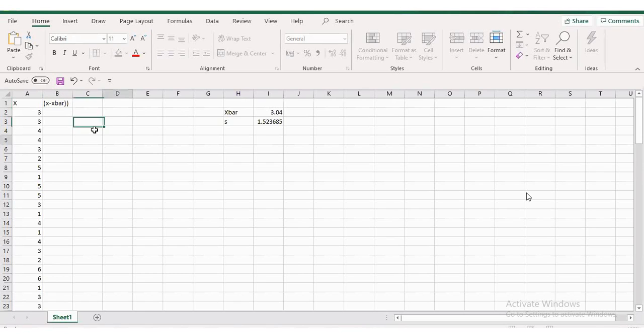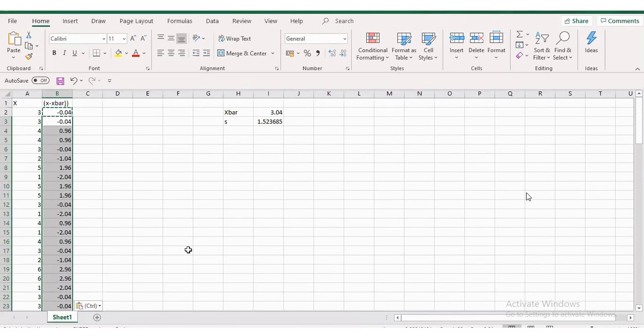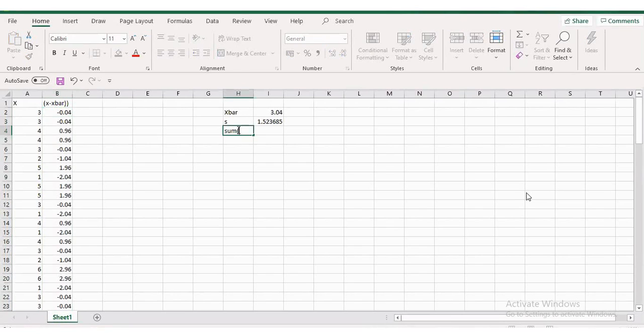X bar. Okay. Now I'm going to calculate this minus X bar. This is a constant across. So I'm making the constant. How to make the constant? I think F4. Yeah. So I'm drawing down. Oh, this is not highlighting. It's a problem for me. Okay. This is what it is, X minus X bar. But we know the sum of X minus X bar is how much?